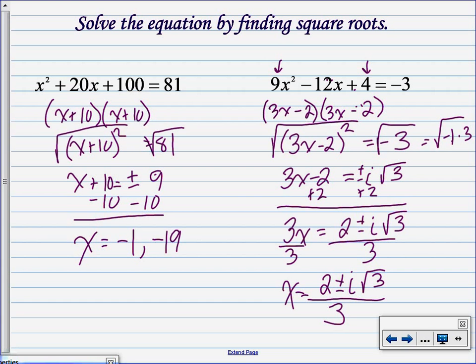I still have two answers because I have 2 plus i square root of 3 over 3 and 2 minus i square root of 3 over 3. So there's two answers there because it says plus or minus. But I don't have to write them both out because I can put plus or minus. You can do the next part.